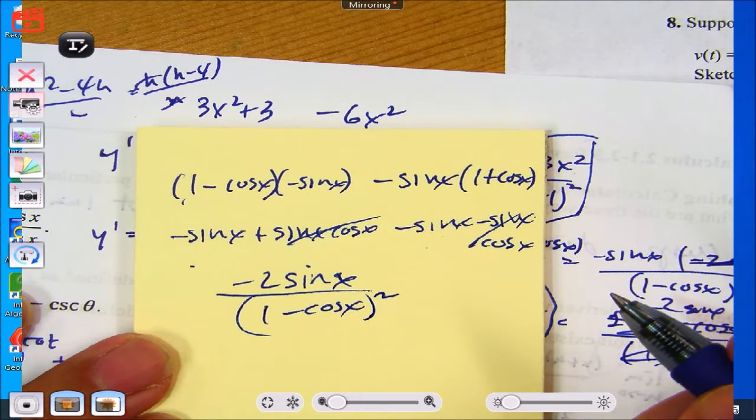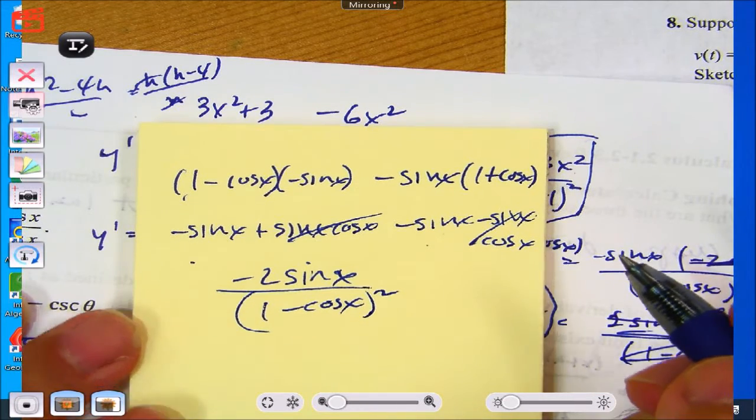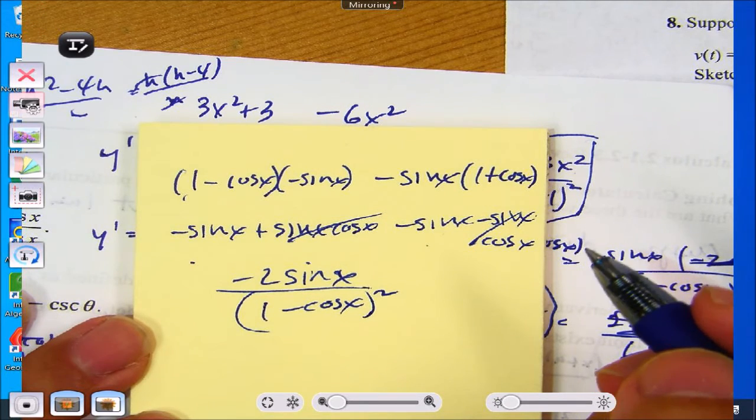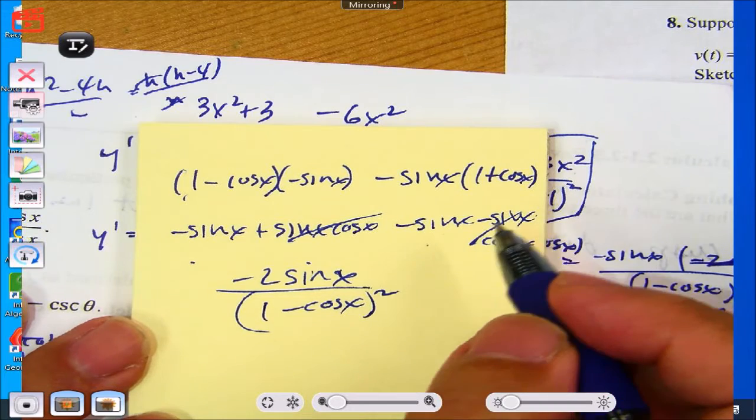I want to know how you would factor the sine x. No, I'll do that in a minute, Robert. So you can multiply it out without doing what I suggested.